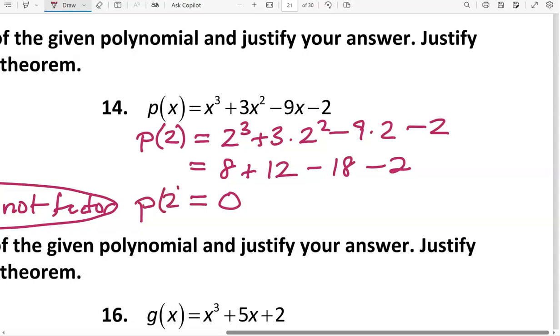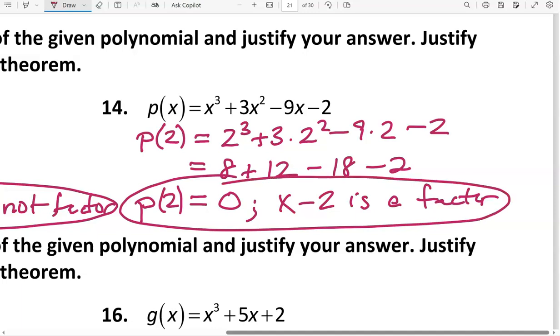Since p of 2 is equal to 0, then x minus 2 is a factor, because we are looking for a 0 remainder. That means that something divides evenly without remainder. So what we're dividing by is a factor.